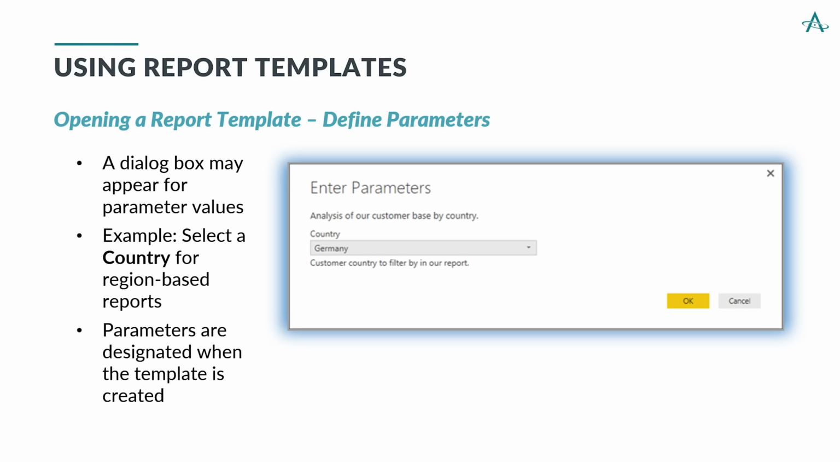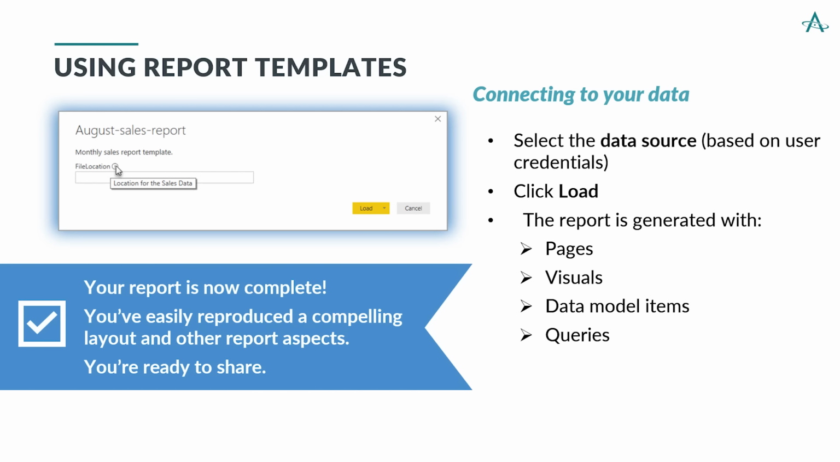This dialog box lets you input values for parameters like country, year, or product categories, dependent on what the report is designed to analyze. By customizing the parameters, you tailor the template to the specific data you need to report on. After selecting the parameters, you will need to connect the actual data source. You'll be prompted to enter credentials or specify the location of the data if the report requires access to specific data sources. Once that's done, you will see that all the visuals, report pages, data models, and query definitions from the original report are now present in your new report based on the template.